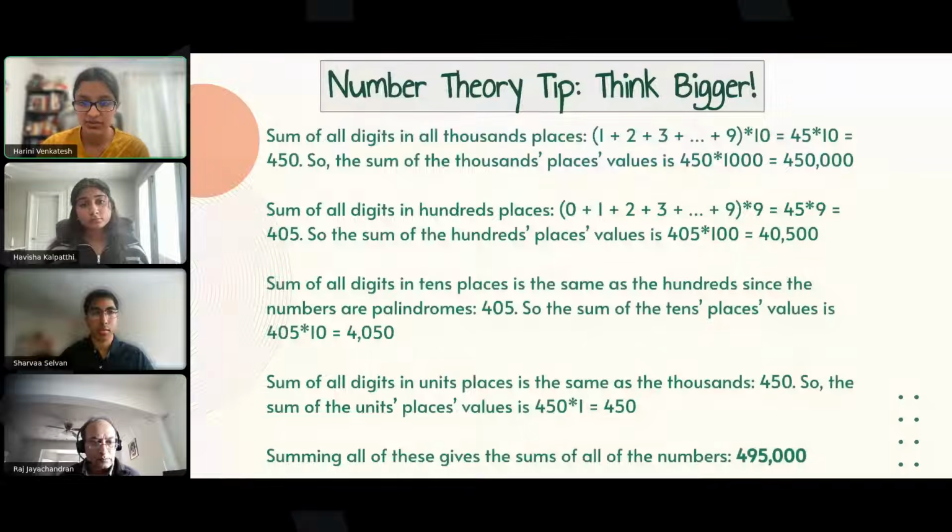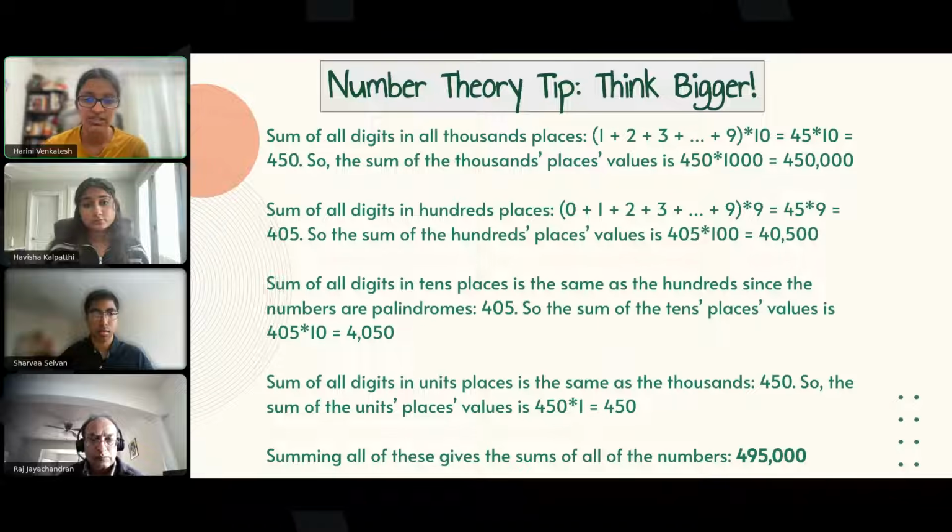Right? And so that's one way that you can get the sum. If we do this with all of the 4-digit palindromes, we want to calculate the sum of the digits in all of the thousands places, which is 1 through 9, and each digit appears 10 times. So we have 450, which is 45, the sum of the numbers from 1 through 9, times 10. So the sum of the thousands places values is 450 times 1,000, which is 450,000.